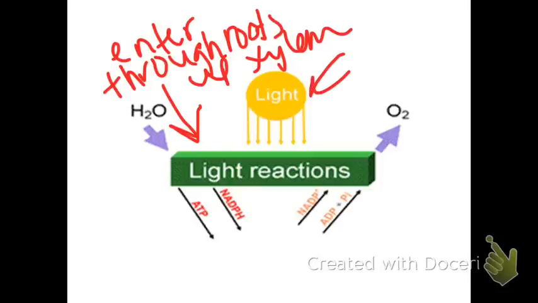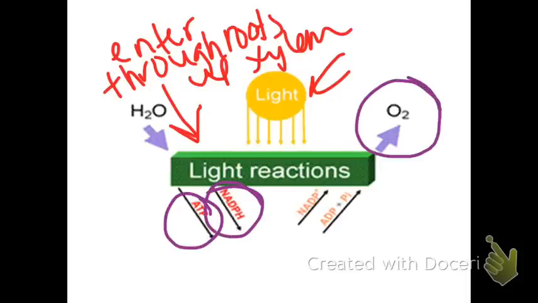We have our light, which is being absorbed by our chlorophyll and our thylakoid. So these are our two reactants. So water and light would be our two reactants of our light-dependent reactions. Our products, we are going to be producing ATP, NADPH, and releasing oxygen. Okay, so our three products would be ATP, NADPH, and O2. And our two reactants would be water and light.